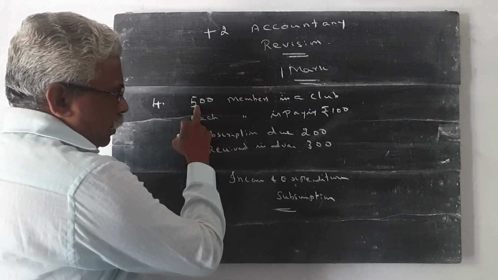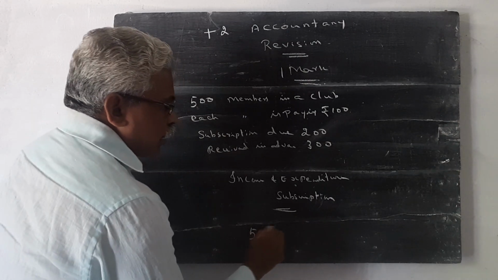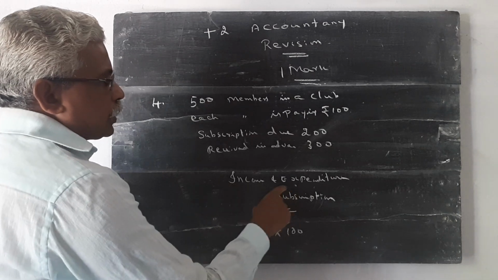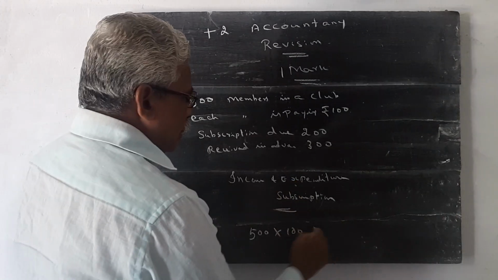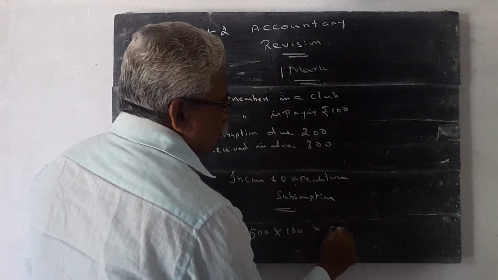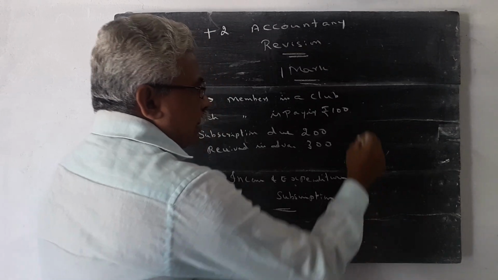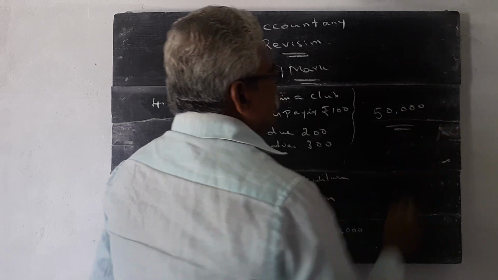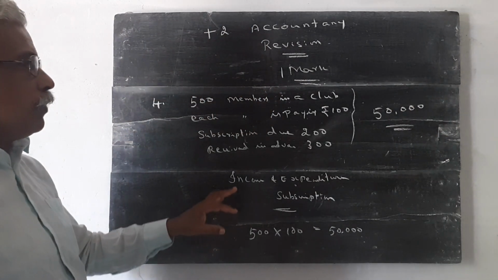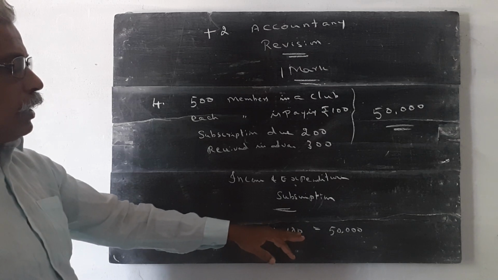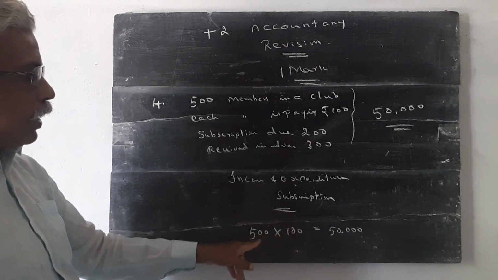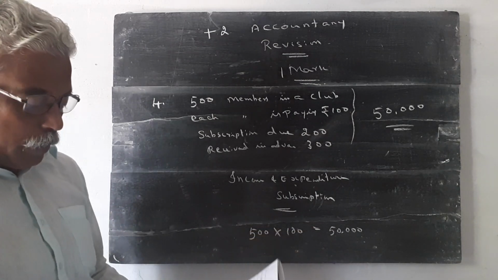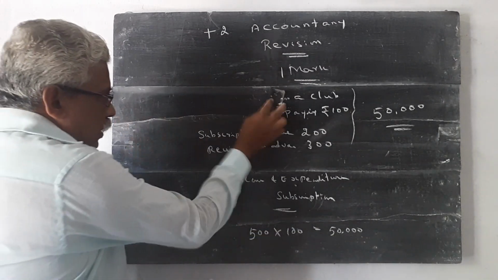There are 500 members, and each member is paying 100 rupees. So the subscription shown in the income and expenditure account is 500 into 100, which is equal to 50,000. That's all. So the answer is 50,000. Very simple question. 4 options are given, and out of them we will select the correct answer. Totally 50,000 rupees. So 4 questions are completed.